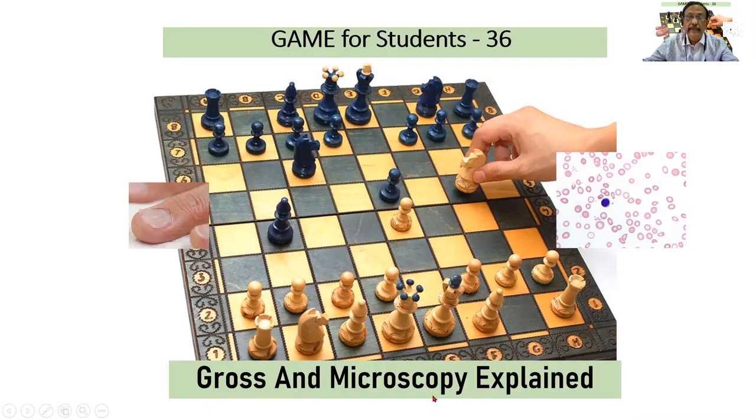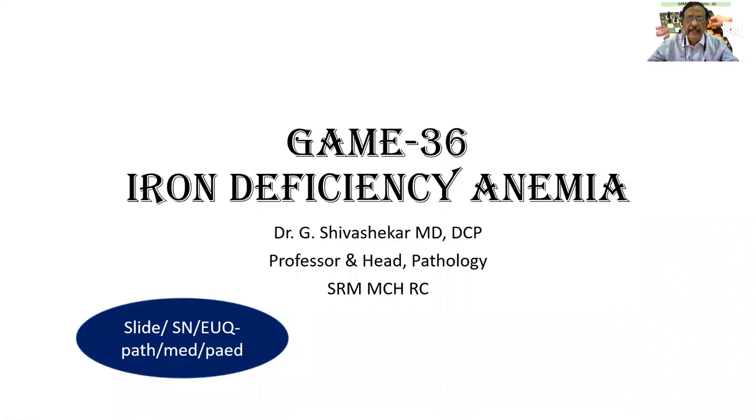Gross and microscopy explained. I hope you are sure of the diagnosis with a couple of pictures on the screen. Iron deficiency anemia. The importance is given in the bracket over here, and it can be an essay question as well. Students are requested not to discard any one element. Slides can come as charts. Charts can come as university questions. University questions will be asked in viva voce.